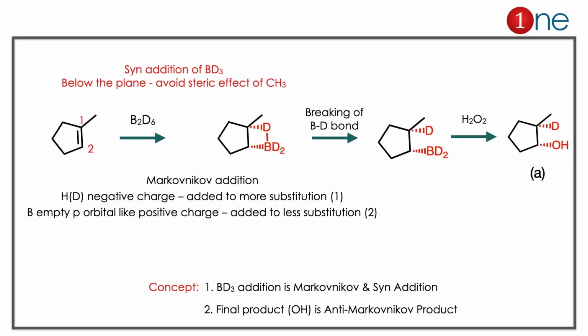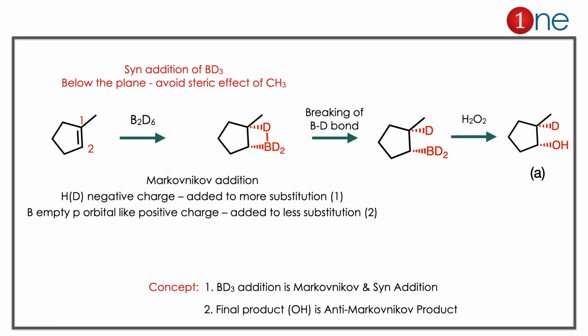Here the concept is very interesting. If you look at the mechanism, the first step is adding B2D6 to the double bond. The borane is added to the less substituted carbon, because borane has an empty p orbital, that's why it's called a Lewis acid most of the time. So boron adds to carbon 2, and D minus is added to carbon 1. The addition is pure Markovnikov addition. Deuterium is added to the more substituted carbon, borane added to the less substituted carbon.